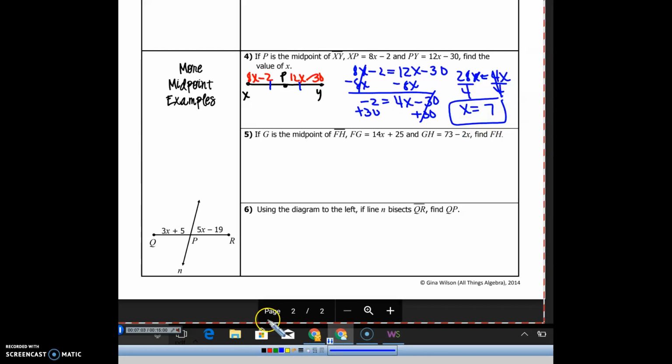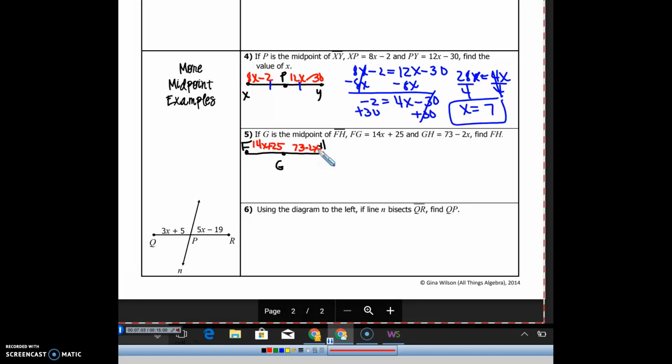Okay, let's look at 5. If G is the midpoint of FH, okay, a lot going on, draw your picture. F and H are the endpoints. G is the midpoint, so it's right in the middle. Now let's label with what we know. We know that FG, this part, is 14x plus 25. And we know that GH is 73 minus 2x. Find FH.